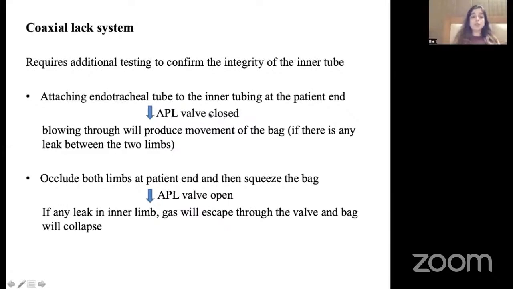For the first test, you attach an endotracheal tube to the inner tubing at the patient end. Your APL valve is closed, and blowing through the endotracheal tube will produce movement of the bag if there is any leak between the two limbs. The second test is, you occlude both the limbs at the patient end and then squeeze your bag with the APL valve open. If there is any leak in the inner limb, the gas will escape through the valve and the bag will collapse.